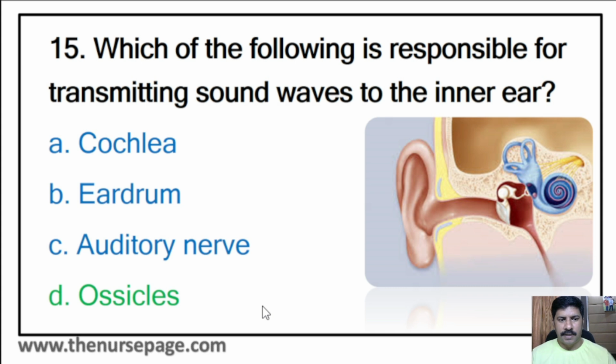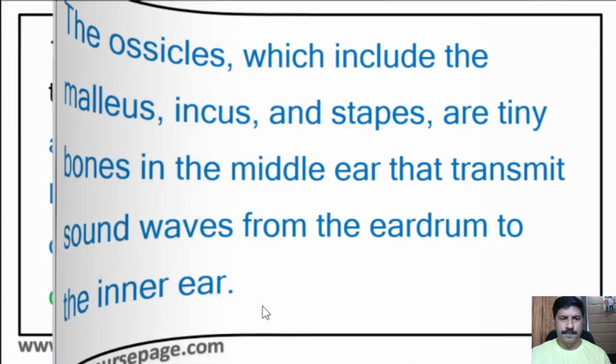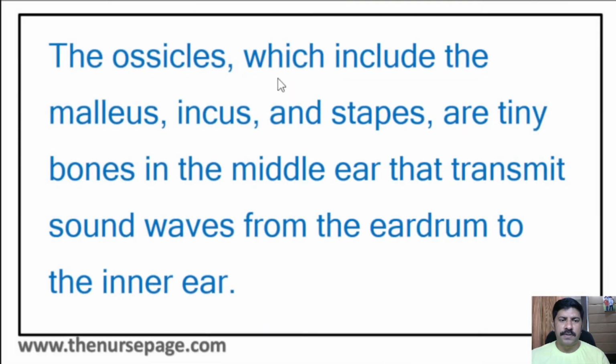From the eardrum to the inner ear, the ossicles are transmitting sound waves. There are three types of ossicles or bones. They are malleus, incus, and stapes, tiny bones in the middle ear that transmit sound waves from the eardrum to the inner ear.